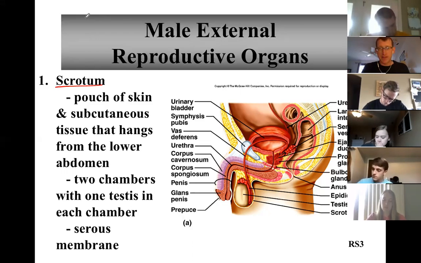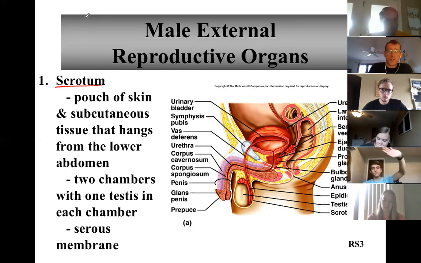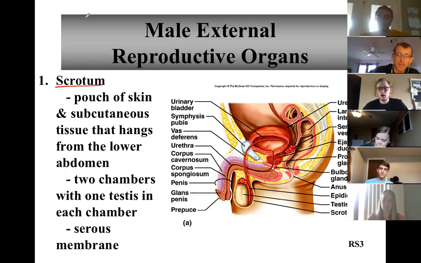Does anybody have a guess as to why guys' testes are outside of the body and not just conveniently inside like women's are? Peyton has a guess. Peyton, what's your guess, sir? Keep them cooler. And he's exactly correct. Good answer. Jacob McIntyre, was that your guess as well? You had a hand up. Yeah. Yes, he's got it.